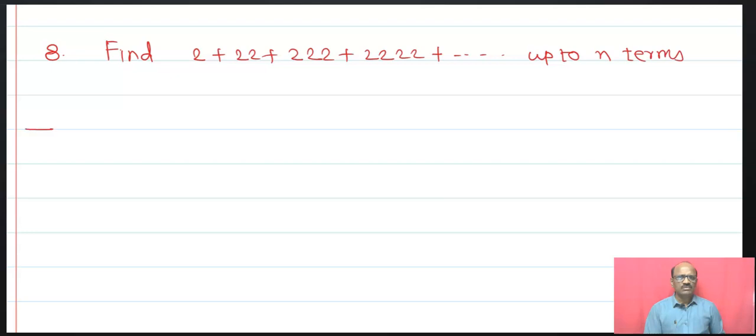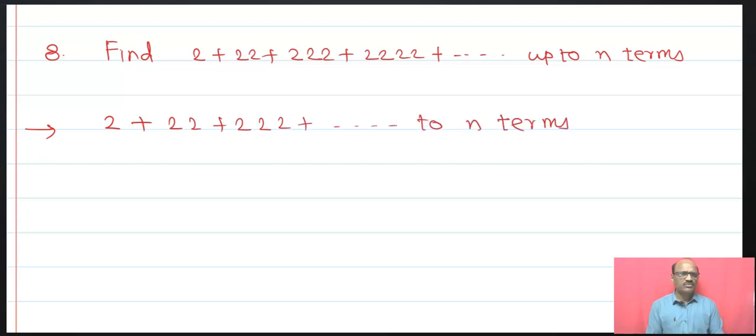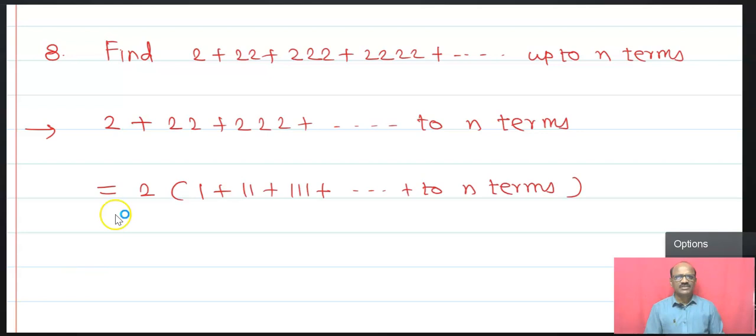Now, this type of example we have solved in the exercise. 2 plus 22 plus 222 up to the n terms. Now, first off, we will take the 2 as common. Then, in the bracket, you will get the terms like this. If you take the 2 common, then in the bracket, first is 1, 11, 111 plus up to the n terms.